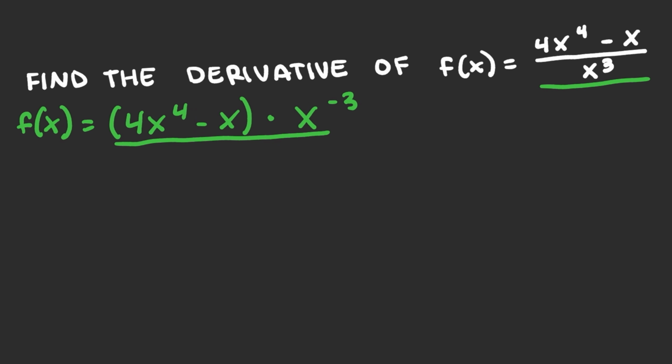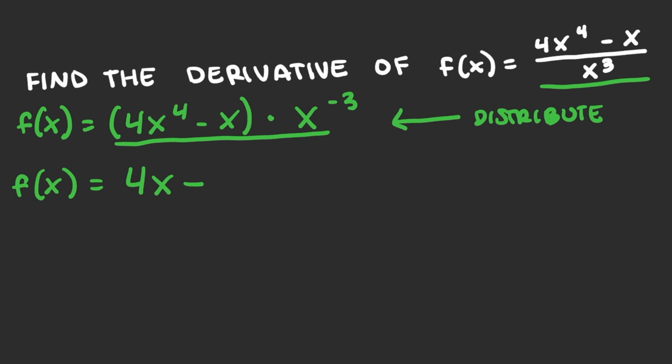So then our next step is to distribute the x to the power of negative 3. So if we distribute it, it would look like this. So 4x to the 4th power times x to the power of negative 3 would just give us 4x, minus, again, x times x to the power of negative 3 would give us x to the power of negative 2. So now we've just simplified our function a bit more, and now we can go ahead and take the derivative using our power rule.